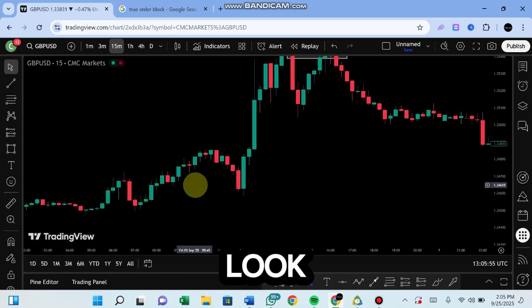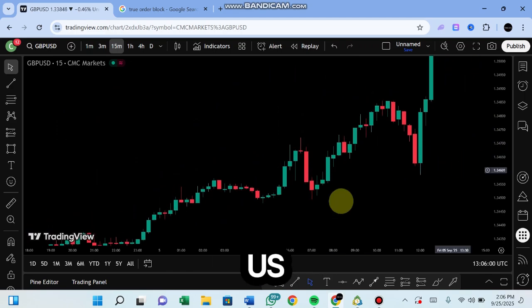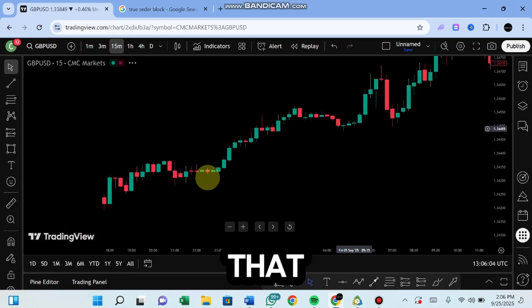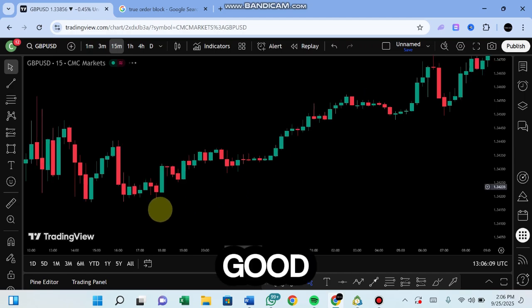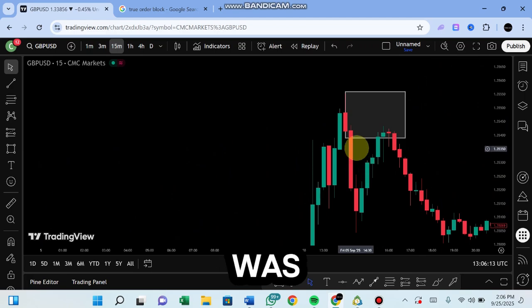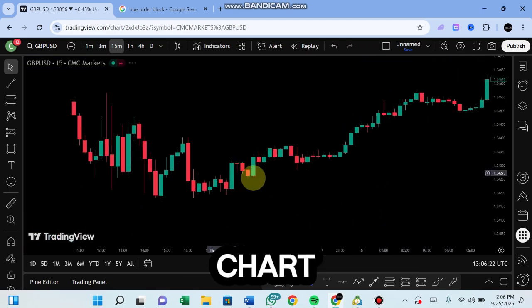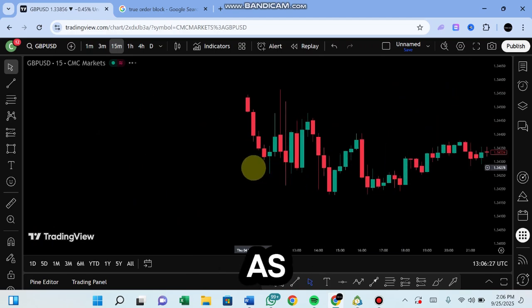So we just have to look to see if we can find more order blocks in the chart. It might not be easy to find, but when you eventually see one, know that it should be a good one. For this particular one that we saw here, you can see there was also a fair value gap, which means that this was actually a very strong order block. So I'm just going to go through the chart and see if I can find another fair value gap to show you guys as an example.